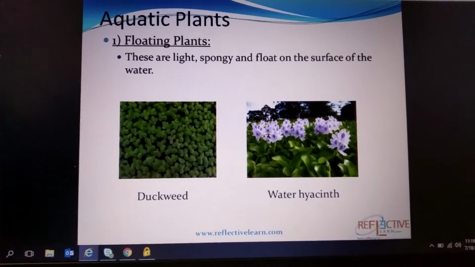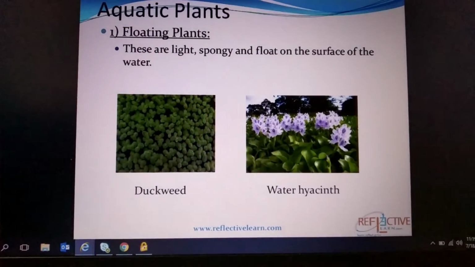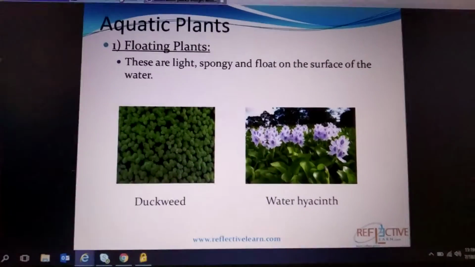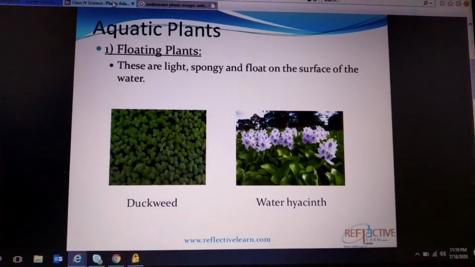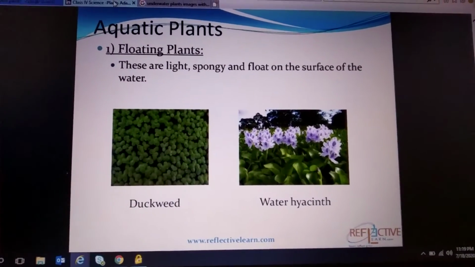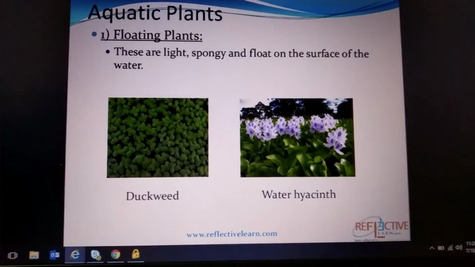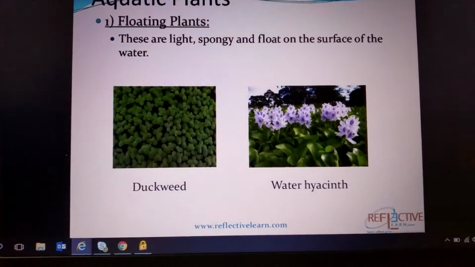What is meant by aquatic plants? How can you define aquatic plants? The plants that grow in water are called aquatic plants. These aquatic plants are of three types. First one is floating plants, second one fixed plants, third one underwater plants. So today we will discuss these types of aquatic plants.